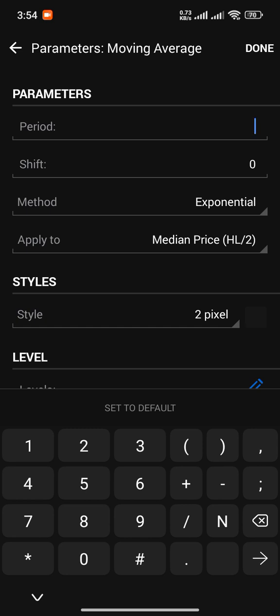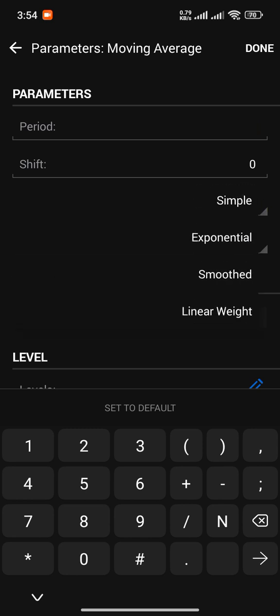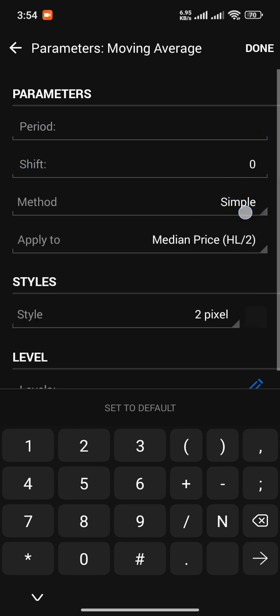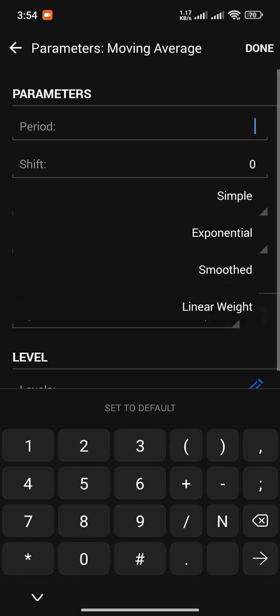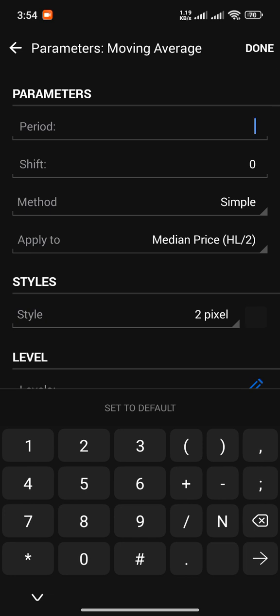Okay, so now here is the method. On this method we can see some kind of a dropdown that will appear if you click on it. So this is the simple method, and we have exponential, and we have smoothed, and we have linear weight. The simple method is just simple, it's very simple. On exponential, that means it gives you more accurate signals. And smoothed means it gives you a broader signal. And linear weight means you want it to be attached to the candle, very close to the candle. But I love using exponential because most traders love exponential.